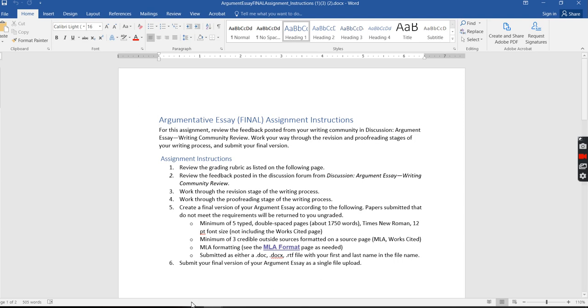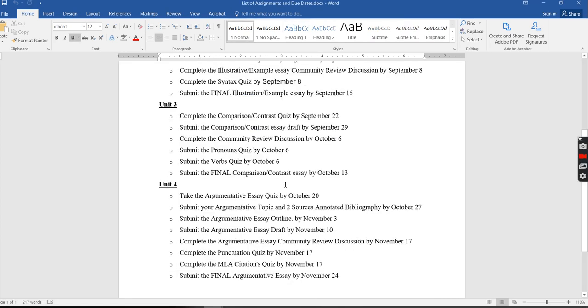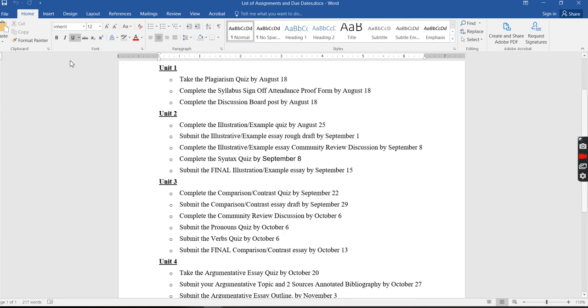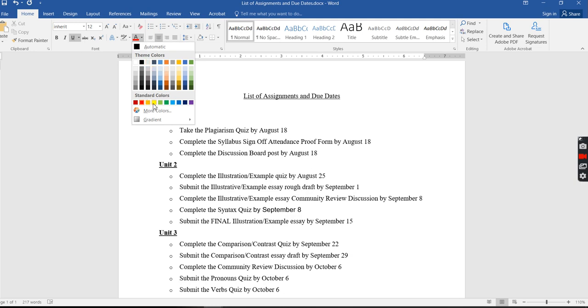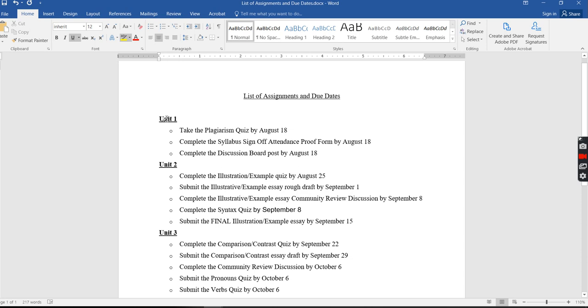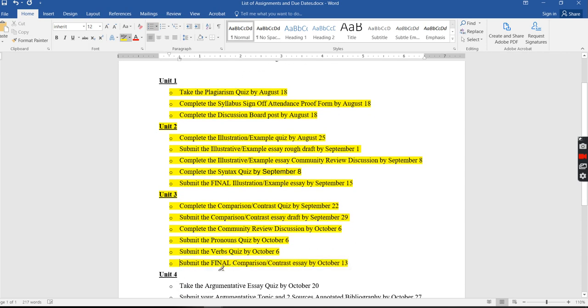If we just pause for a moment and go to the list of assignments that I have already posted for you, okay? I've already posted for you this. We have, at this point, let's see, can I highlight here? There we go. We've covered this and this and this and this and this and this and this and this. All that's been done. Your final comparison contrast essay was due. I had changed this October date to October 14th.